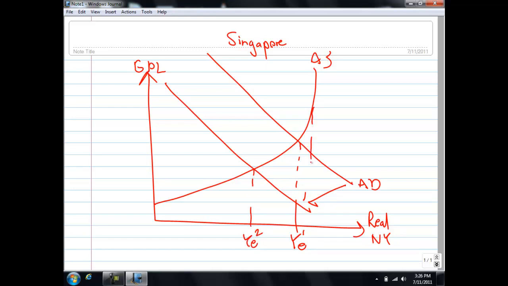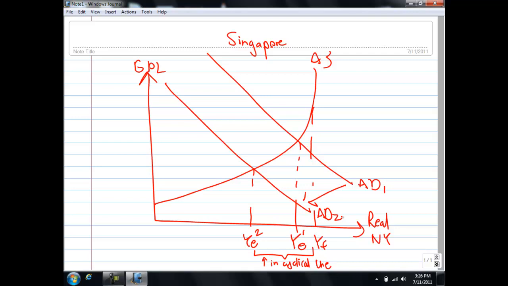Where the YF is here. As you can see, the gap between our equilibrium income and our full employment income has gone up. So this shows an increase in cyclical unemployment. So one obvious policy is of course to push the AD curve back. Let me call this AD1 and AD2.